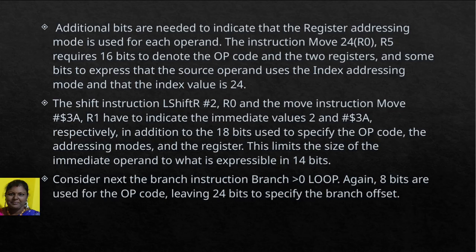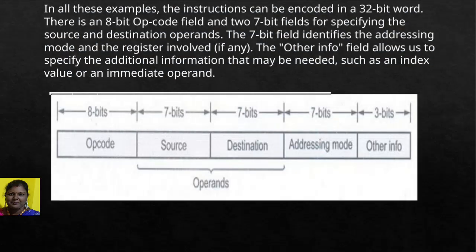Finally, branch instructions like branch greater than 0 loop use 8 bits for the opcode and 24 bits for the branch offset. In these examples, every instruction fits neatly into a 32-bit word. We've got an 8-bit field just for the operation code. That's the command itself. Then, two 7-bit fields specify where the data comes from and where it's going. Each 7-bit field tells us both the addressing mode and which register is involved, if any. Finally, there's a field for other info, things like an index or an immediate value that the instruction might need to work properly. It's a compact, efficient way to pack all the details in.